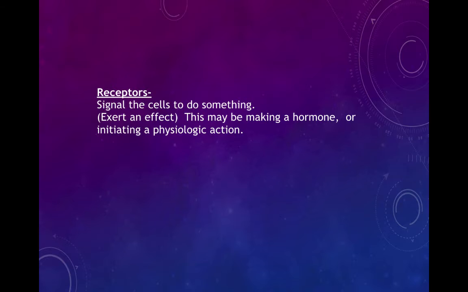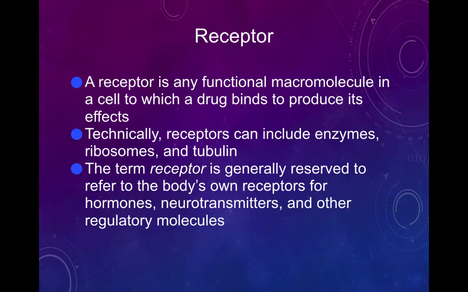So once these metabolites are traveling through, like I was saying, they end up at the tissue site or the cell. And on these cells, they have receptors. Receptors essentially signal the cells to do something. They want them to exert an effect. This may be making a hormone or initiating a physiologic action. So, a receptor, this is a little general overview.